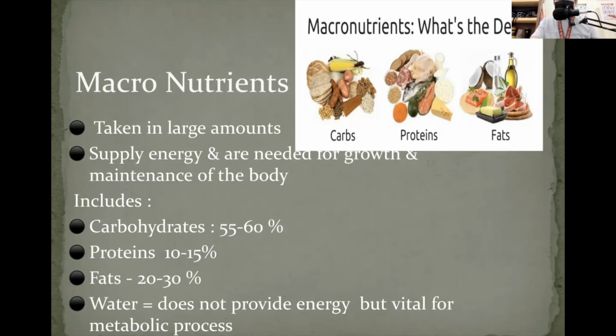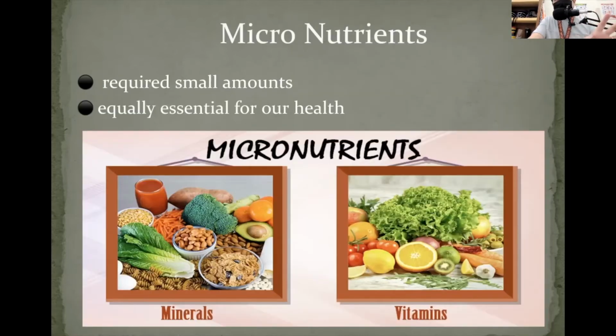When we say micronutrients, these are the nutrients that we need in a small portion. They are equally important as macronutrients, but the difference is we only need a small portion of them. Examples of micronutrients are minerals and vitamins. Later on, we will be going through the vitamins that we need to understand and look into, as well as minerals.